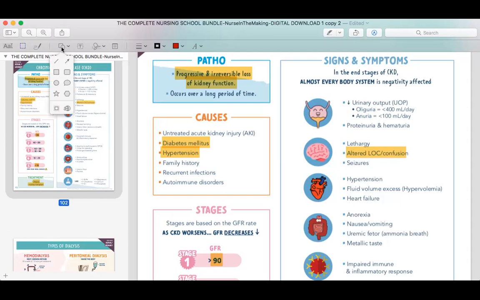Side note, but patients that have UTIs, they have delirium. I suck at spelling, but delirium is a temporary confusion that you can fix if you fix the problem. If you can treat the bacteria or whatever is causing the UTI, then the confusion will disappear, will be gone.